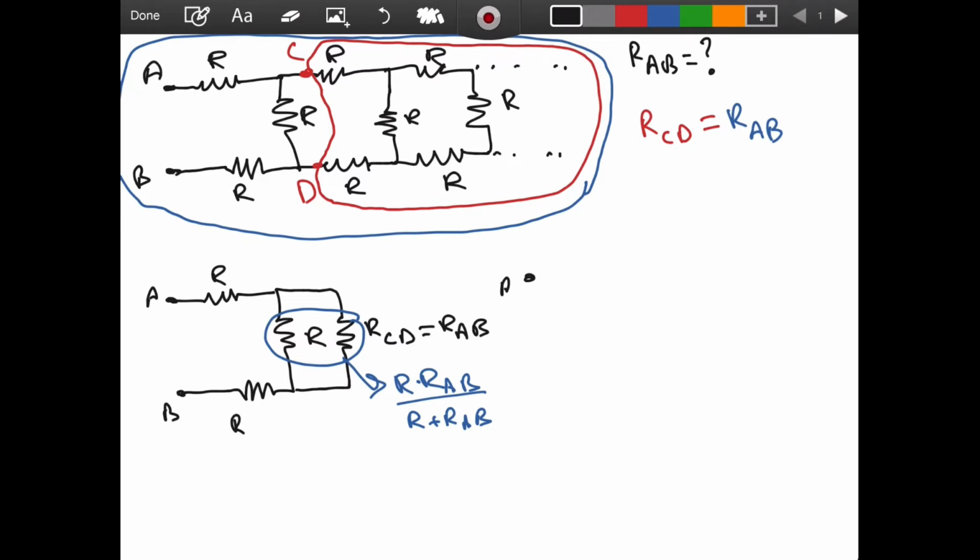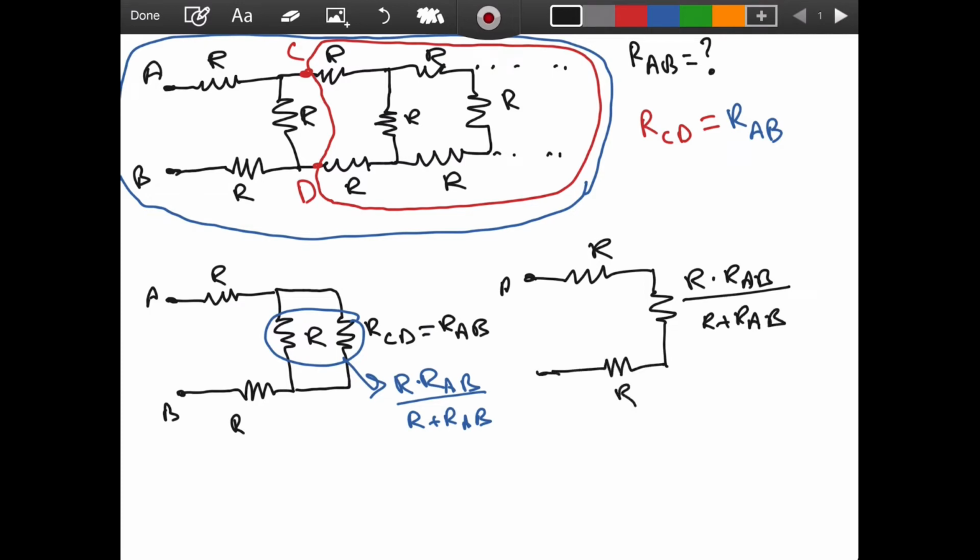We again have our point A, resistor R, our equivalent resistance, this thing. Still we have R, and we have B. Now, we have 3 resistors in series. So to find their equivalent resistance, we will add their resistance values. But I want to do that on another page.